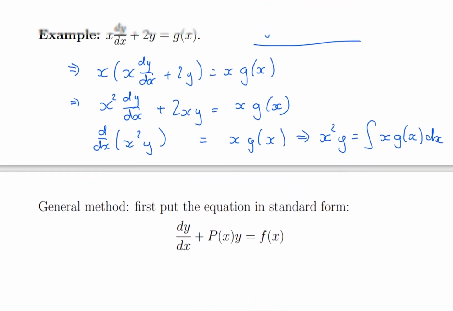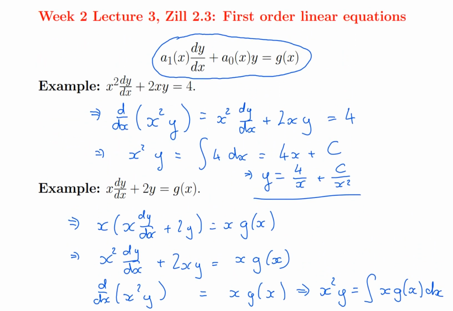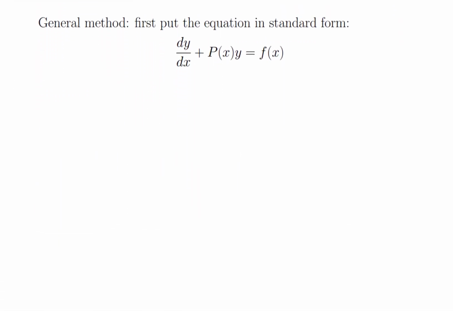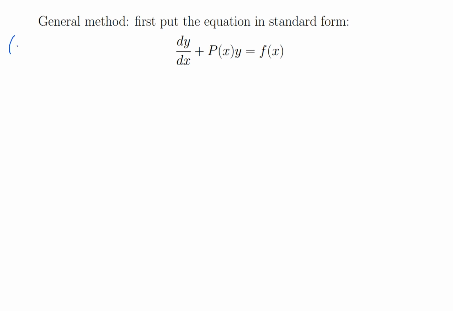So, how would this work? Well, the first thing to note is I've got this coefficient in front here. I don't really need that. I can divide the entire equation, divide both sides by a1 of x, assuming that is not identically 0. And then I'll just have an equation starting with dy dx. So that's called the standard form. So to do that, you divide by a1 of x if necessary.